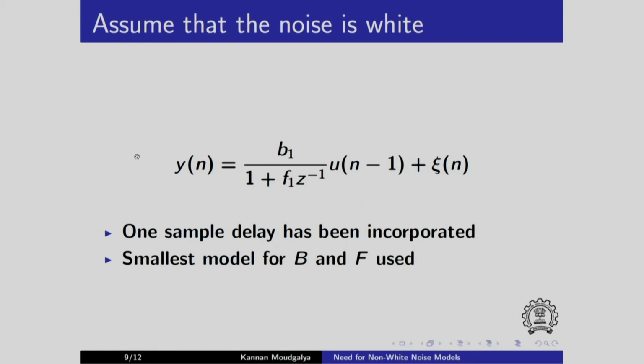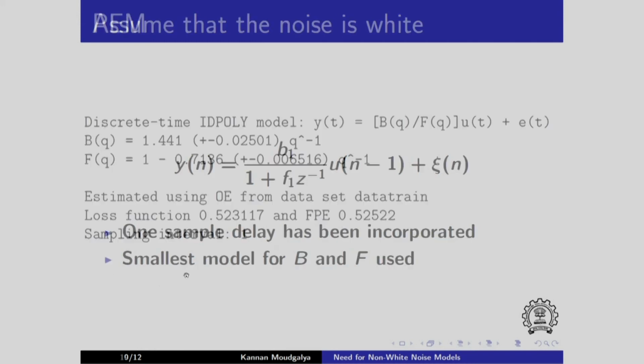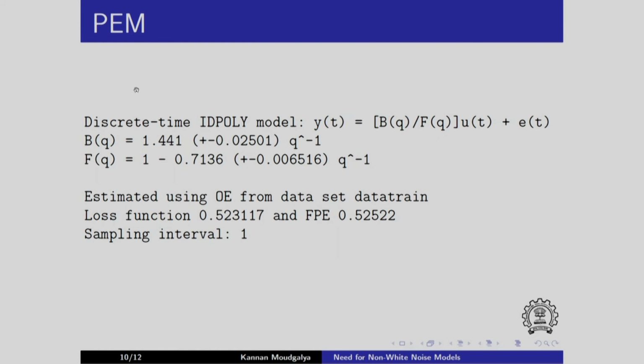Of course, at this point we pretend that we do not know the plant model. One sample delay has been incorporated. We use the smallest model for B, only one coefficient. Similarly, only one coefficient for F. We use the smallest model for B and F. Now, when we fit with this, we get the following estimates. The value for B is here. Similarly, the value for F is here, and here is the model that we used.